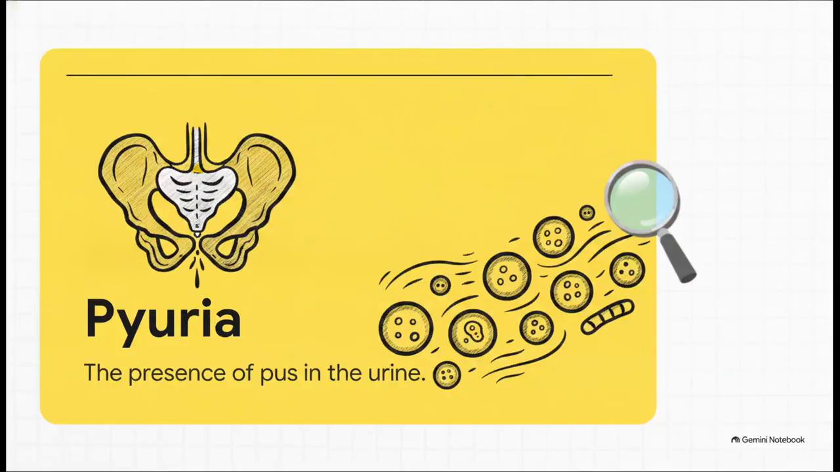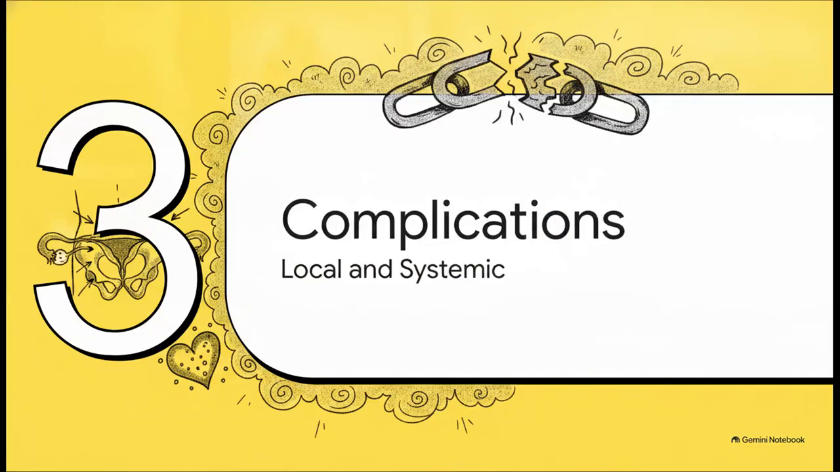Let's actually isolate that term for a second, pyuria. It literally translates to pus in the urine. Tying the specific presentation directly to those male urethral symptoms will really help you recall exactly what to look for during a urinalysis. All right, Section 3, local and systemic complications.